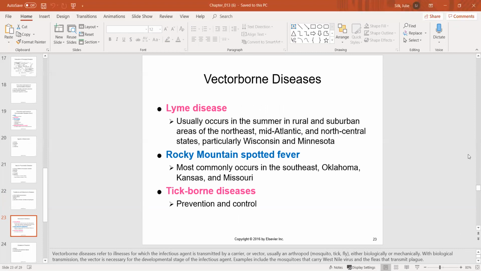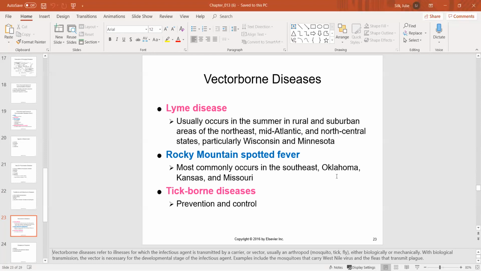Okay, so vector-borne diseases refer to illnesses for which the infectious agent is transmitted by a carrier or vector, usually an arthropod, like a mosquito, a tick, or a fly, either biologically or mechanically. So with biological transmission, the vector is necessary for the developmental stage of the infectious agent. Examples include mosquitoes that carry West Nile virus and fleas that transmit the plague.